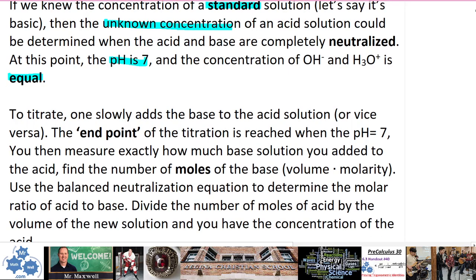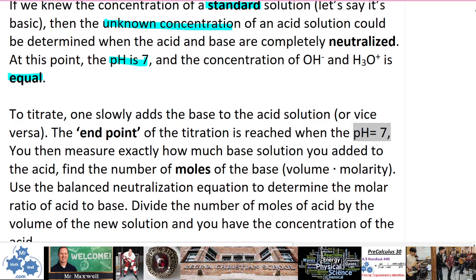The end point of the titration is reached when your indicator, in this case our bromothymol blue, would indicate that we have a pH of 7. That's when we stop, the end of the titration. It's also the equivalence point. You then measure exactly how much base solution you added to the acid.